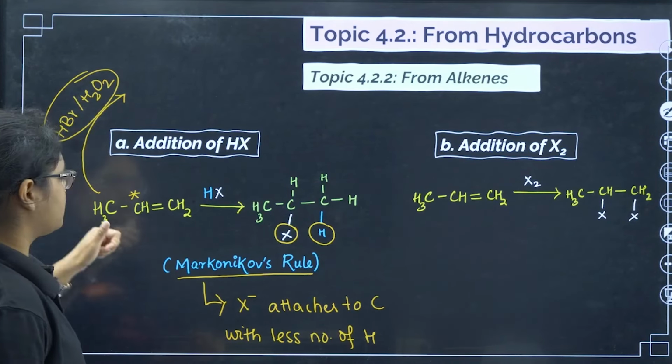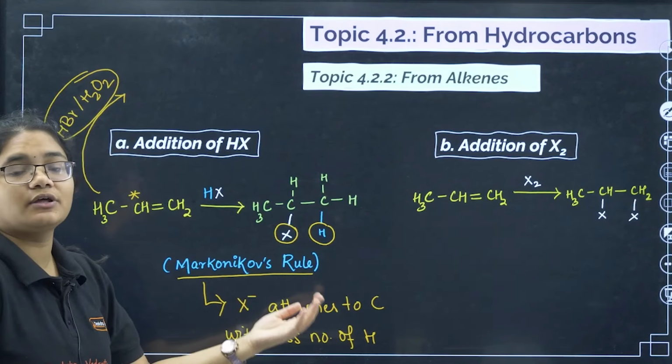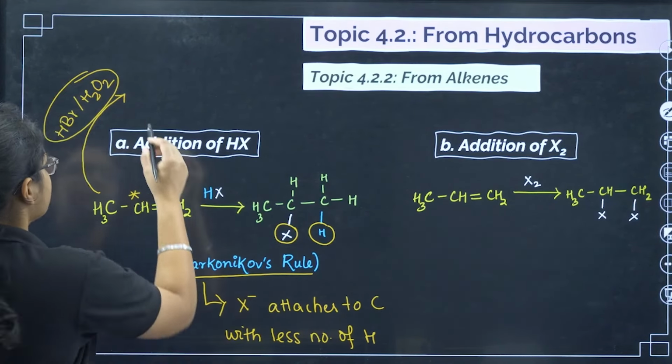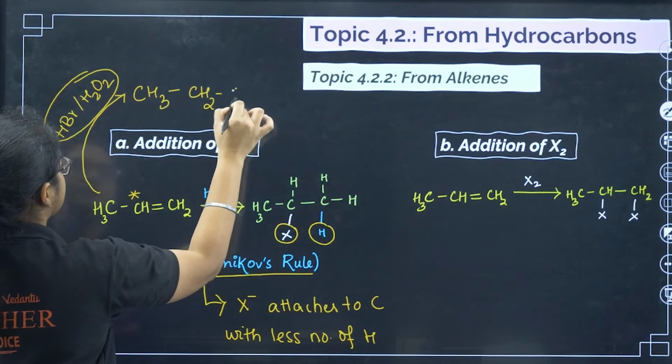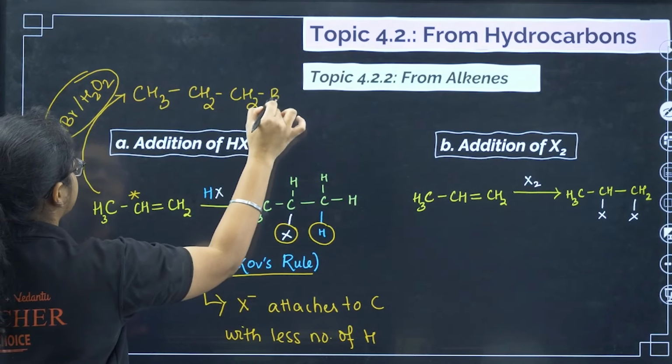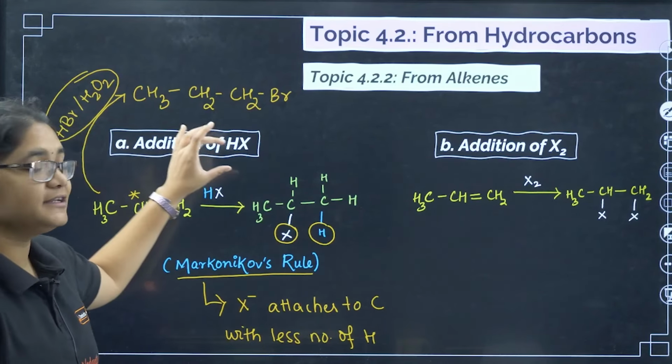Now when this is there, what will happen? The reverse will happen. The negative part, that is Br minus, will attach to the carbon having more number of hydrogen. So what will be the product here? CH3CH2CH2Br, right? That will be the product. So we have got addition of HX.